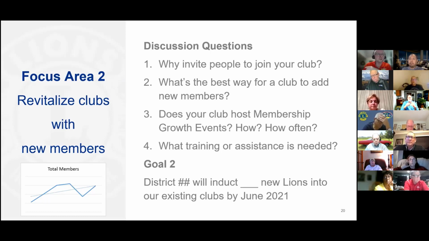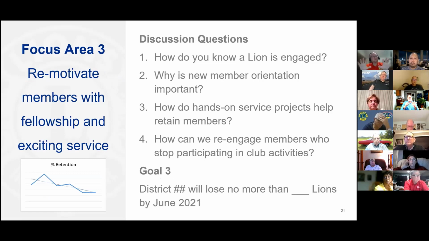And then we're going to talk about retention. We're going to send the groups back to their tables. Now, once again, they're talking at the tables about 10 minutes. They're reporting out to you in about 5 to 10 minutes. This is the longest part of the process. This is the most important part of the process because it's the goal setting and everyone coming together.